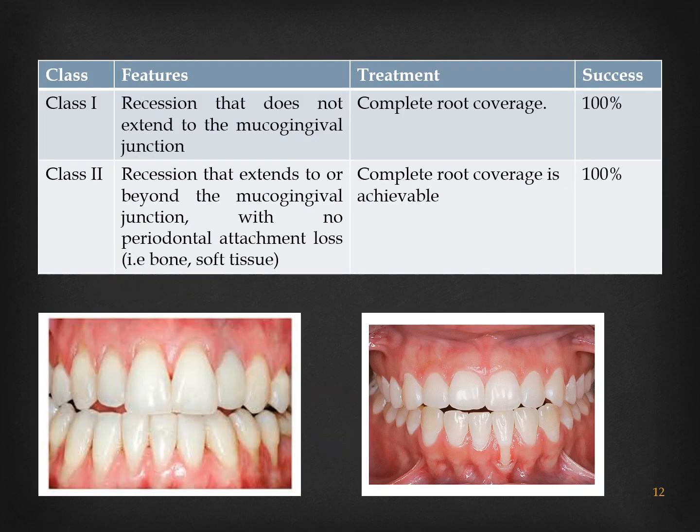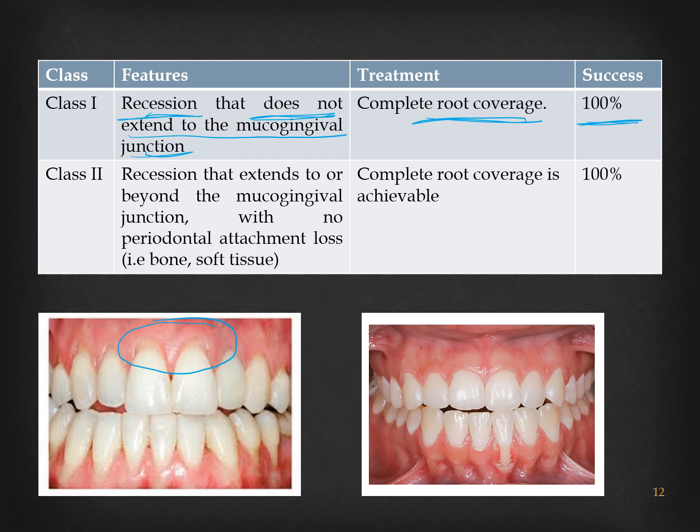Now let's see, class 1 Miller's classification represents the recession that does not extend to the mucogingival junction, okay, and there would be complete root coverage in this case after FGG, and a 100% success rate is there for the surgery. Okay, so this is Miller's class 1.